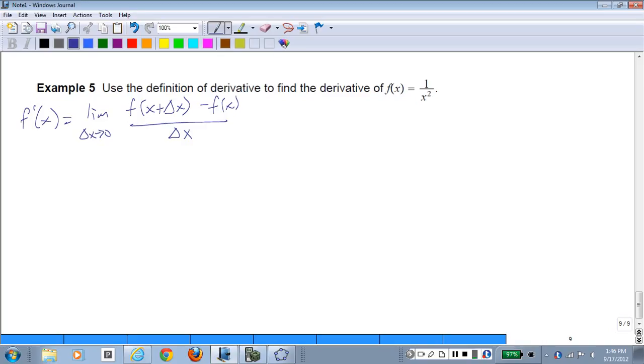I mean, it'd be nice if you could memorize it. It's not that difficult to memorize. But if you miss this one, I don't want you to miss it simply because you didn't memorize it correctly and spent a lot of time trying to find the limit of the wrong expression. So I'll provide that expression for you on the test.